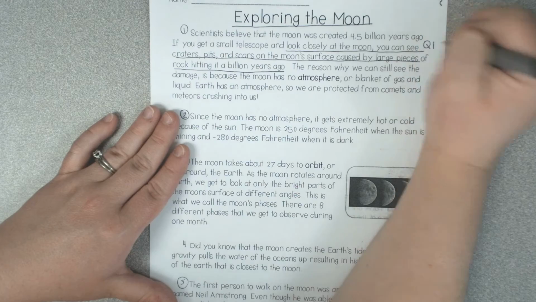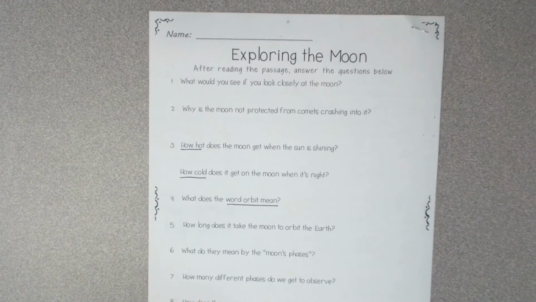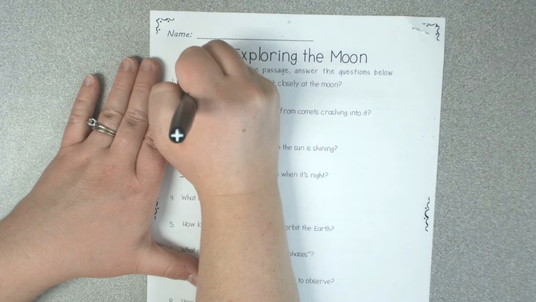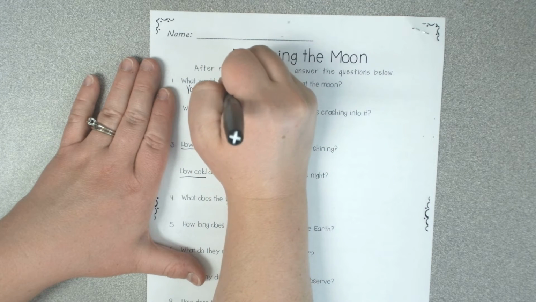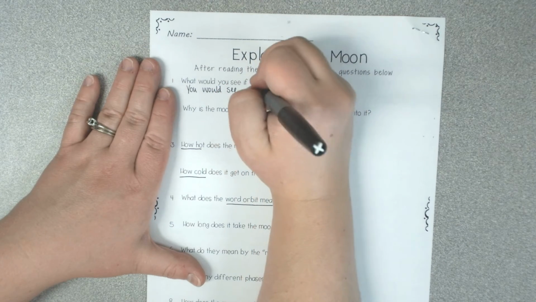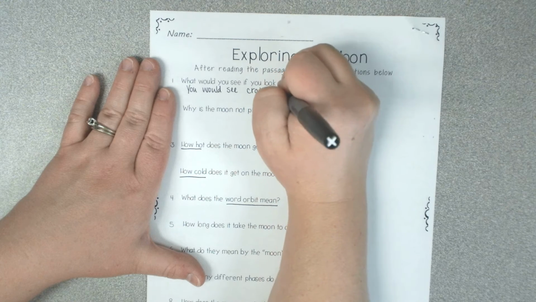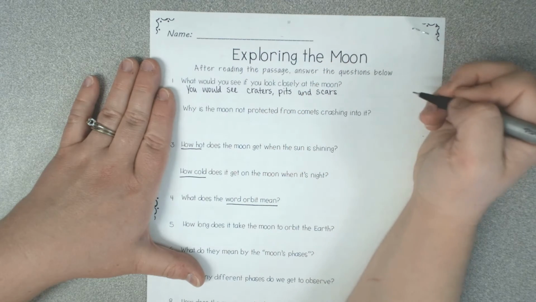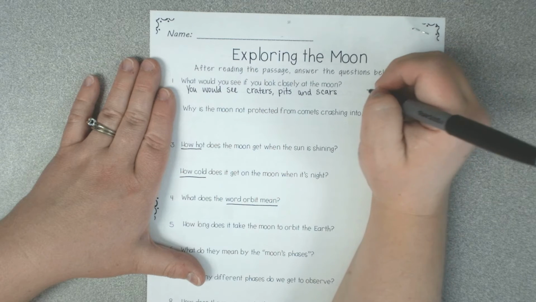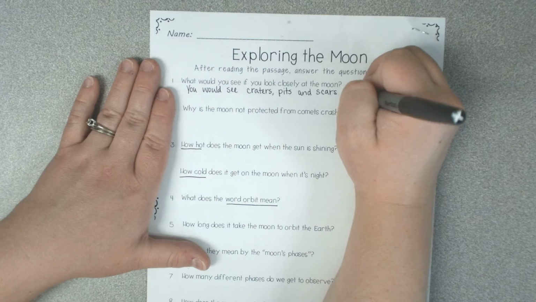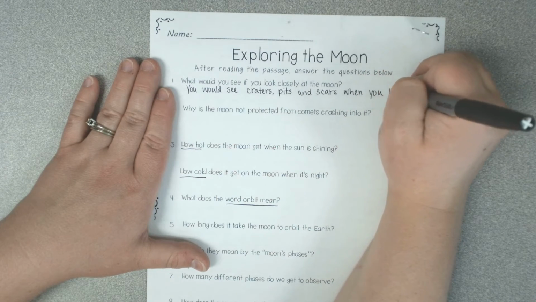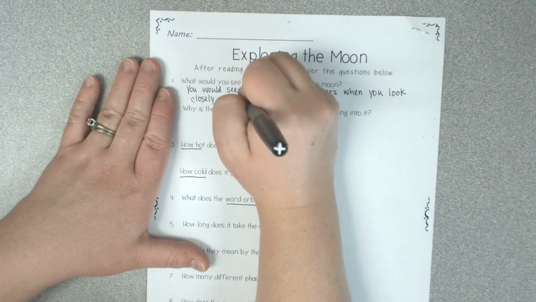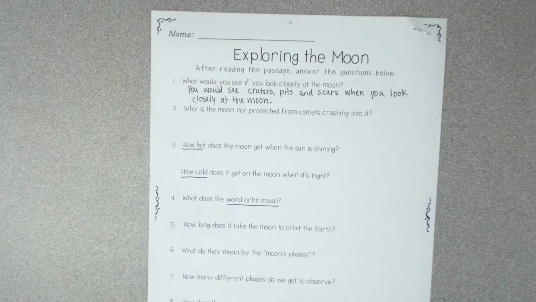So here I can put Q1, right? And go ahead, flip my paper back over, and I can say, you would see craters, right? Because that's what it said. Pits and scars when you look closely at the moon. How's that? That tells a lot about it.